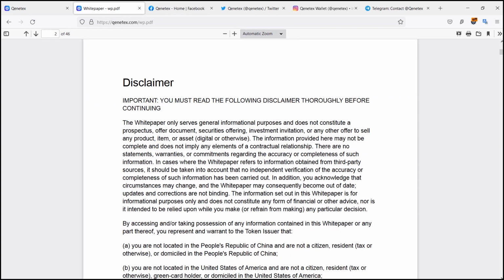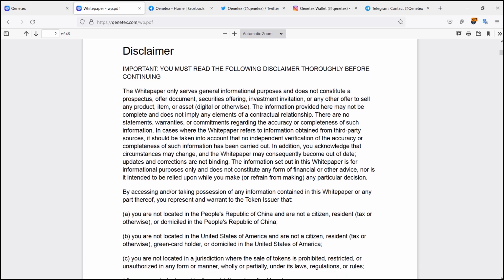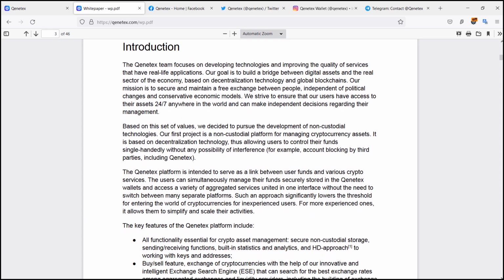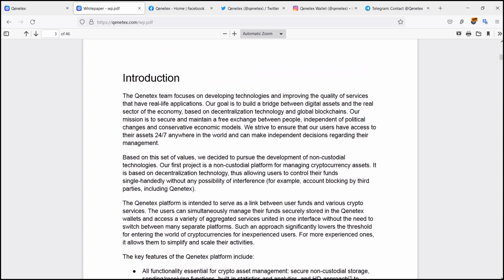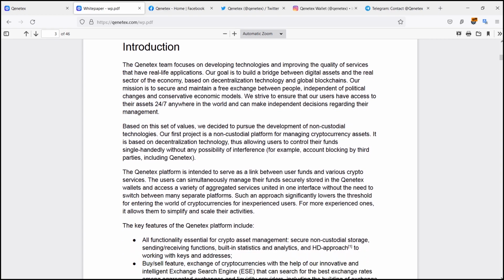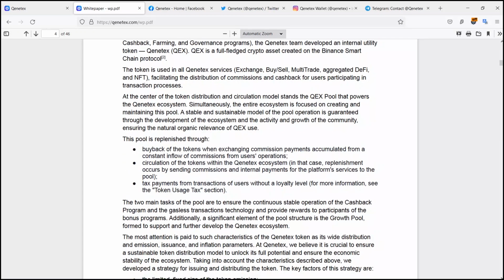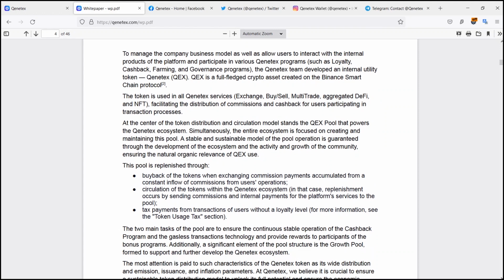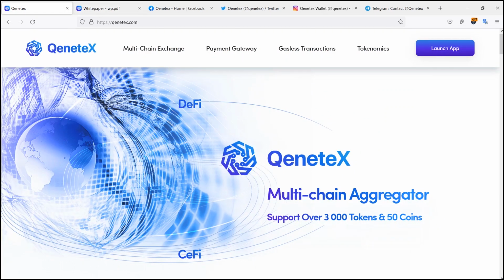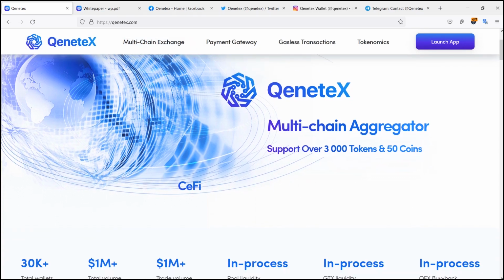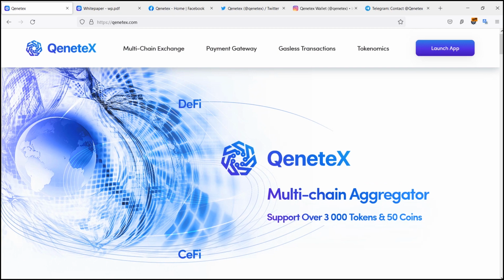We are going to talk about Qenetex today. First of all, we will know what is Qenetex. Qenetex is a platform that is designed to connect user funds to a variety of crypto project services. Users may manage their assets securely held in Qenetex wallets while also accessing a number of aggregated services through a single interface, eliminating the need to switch between many platforms.